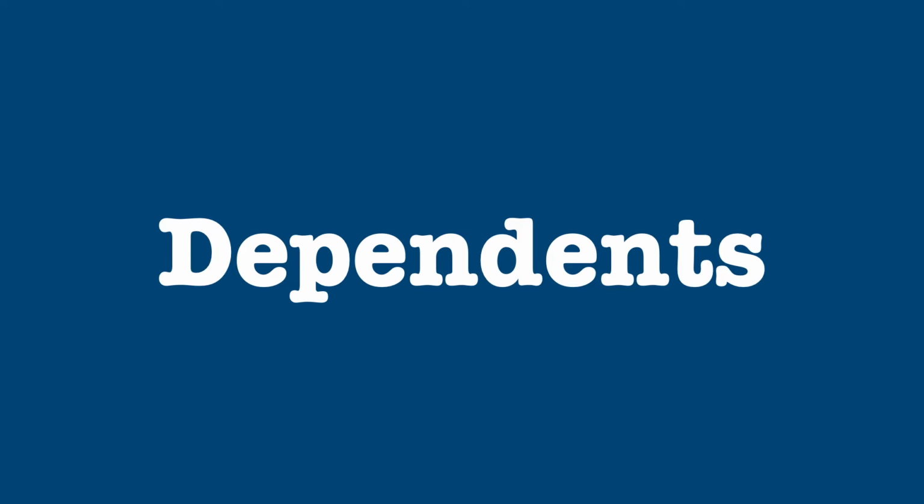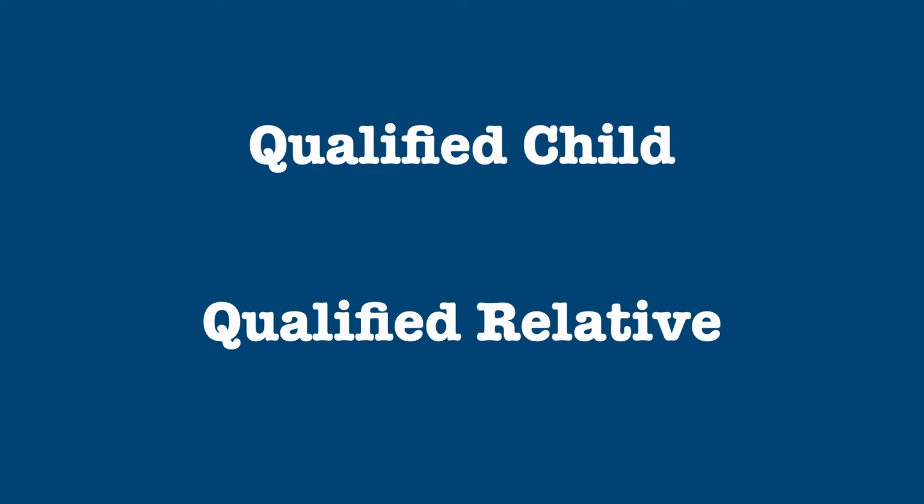Today, we get to decide who is a dependent and who isn't. Dependents come in two types: qualified child and qualified relative. Both confer different benefits to the taxpayer, which we'll get into in a moment.